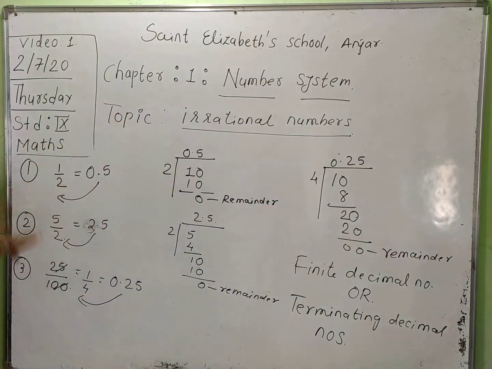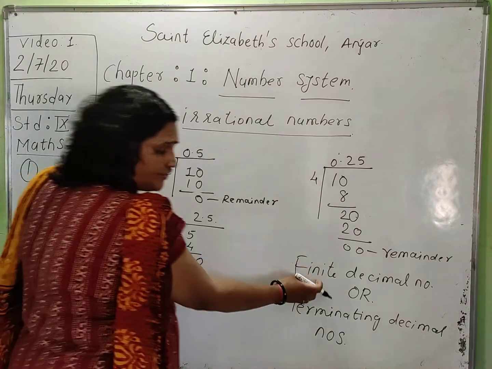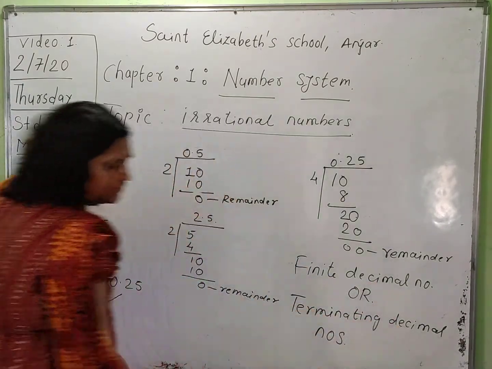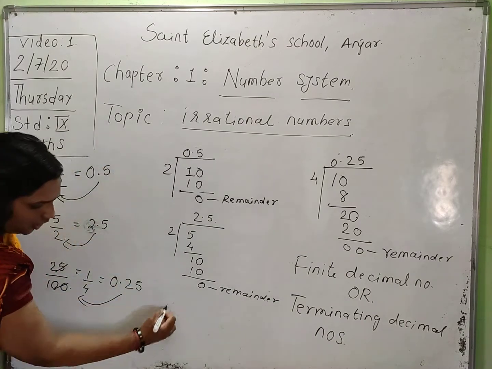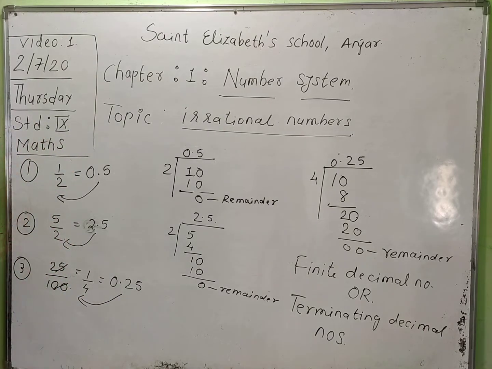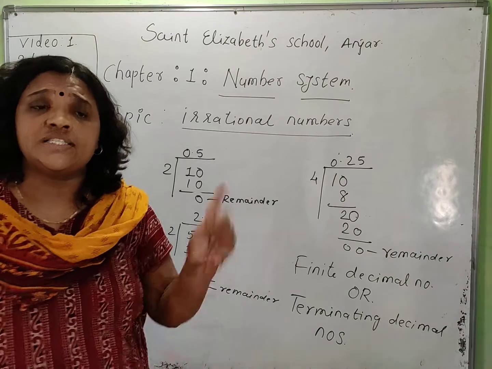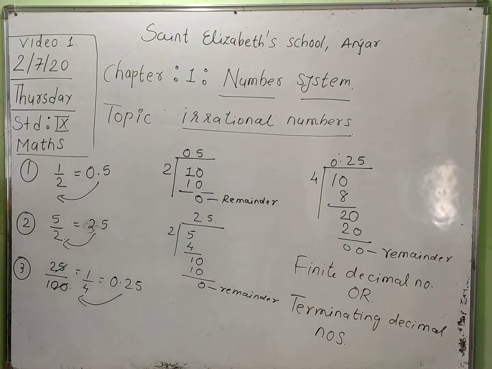Such numbers are rational numbers because 0.5, 2.5 and 0.25 can be expressed in the form of 1 by 2, 5 by 2. You can see that they are co-prime to each other. Only 1 is a common factor and the denominator is not 0. So such numbers are called rational numbers. The numbers which are finite decimal numbers or terminating decimal numbers are called rational numbers. All of these, 1 by 2, 5 by 2, 1 by 4, are rational numbers.